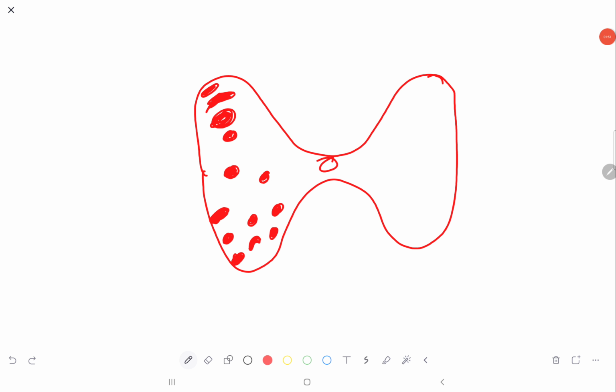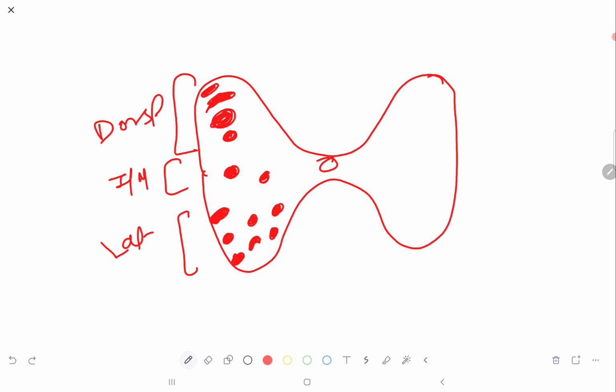Now we have the nuclei, which are inside the H-shaped structure, that is the gray matter. This is the dorsal nucleus, this is the intermediate nucleus, and these are lateral. Now these are the ventral group. In the ventral group you can see three rows: this is the medial nucleus, this is the central, and this is the lateral group.